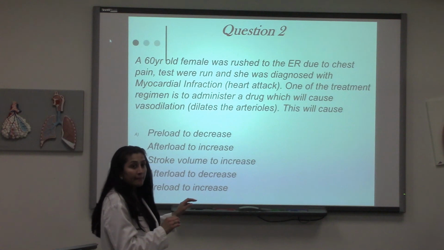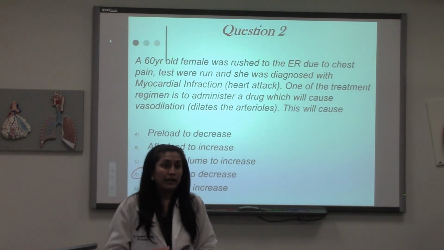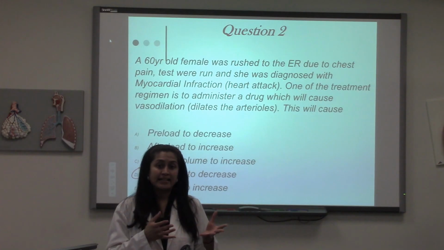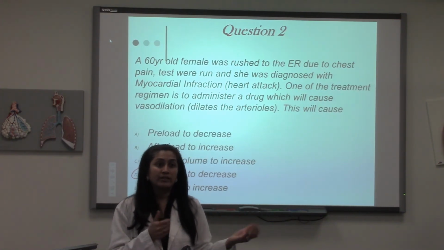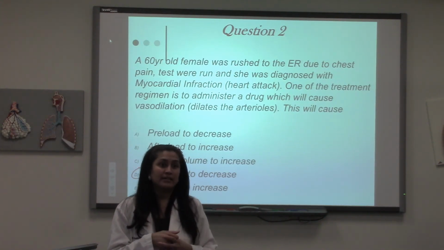What would it be called if it was preload? It would have to do with the vein. So let's say hydralazine is actually a drug that dilates your venous end. That would cause preload to decrease, because you just dilated your venous end.